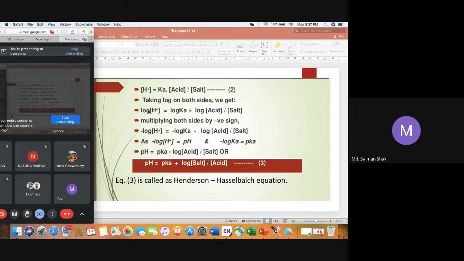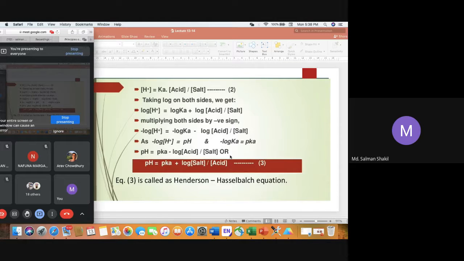Okay, now if we multiply both sides by -1, then what can we write? Minus log proton concentration equals minus log K minus log acid by salt, right? Is it clear? So we know that pH equals the negative logarithm of hydrogen ion concentration, right? So we can write pH here, and the negative logarithm of the dissociation constant is equal to pK. So we can write pH equals pK minus this part, right? Is it clear?